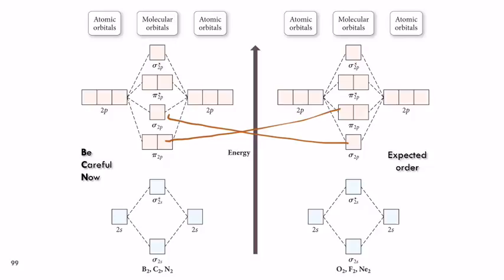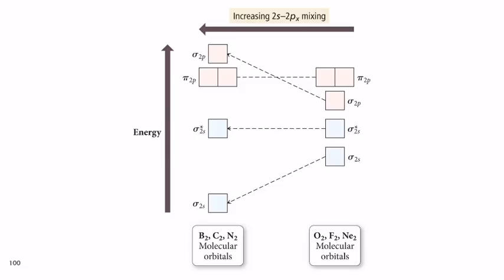I was going to say about why. Why? This is why. There is more mixing of the 2s and the 2px for boron, carbon, and nitrogen, and that causes these two to be switched in energy. So it has to do with how much the s and the p orbitals mix together.